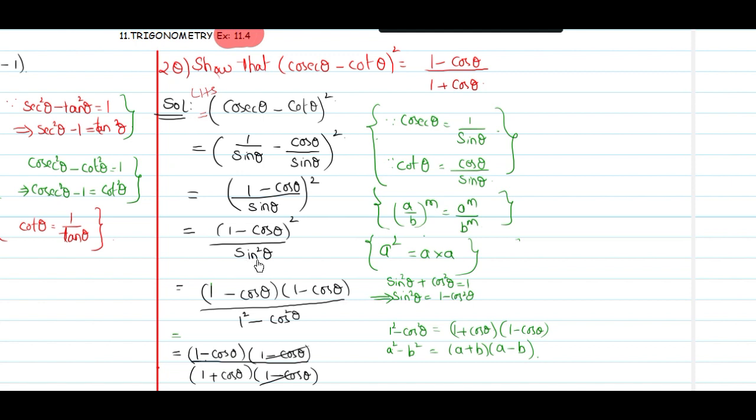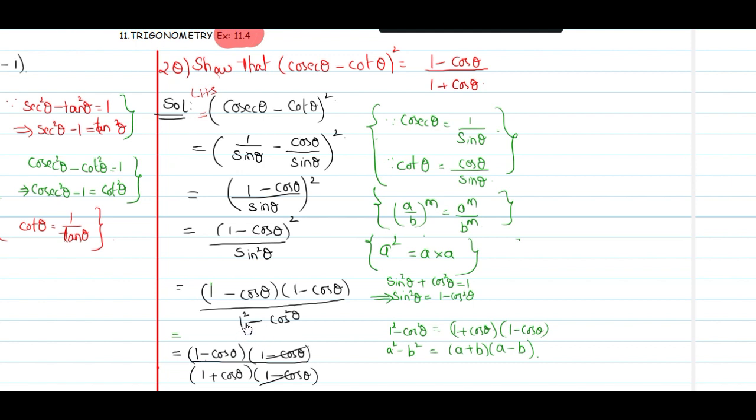and here we have sin square theta, right? So, the value of this sin square theta can be obtained from the identity sin square theta plus cos square theta is equals to 1. When we transpose this cos square theta, it will become sin square theta is equals to 1 minus cos square theta. Here we have sin square theta, so we are writing the value of it as 1 minus cos square theta.